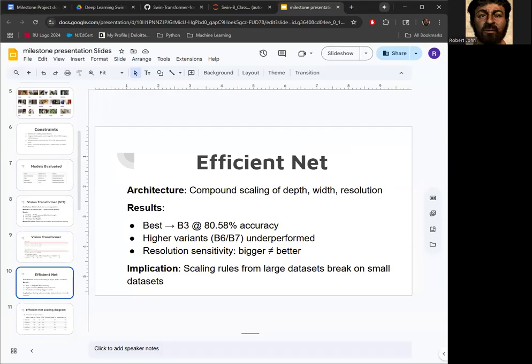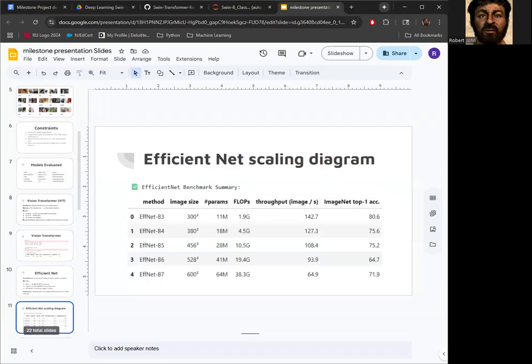EfficientNet is built around compound scaling, adjusting depth, width, and resolution in a balanced way to optimize performance. On Oxford-IIIT, the best performer was B3 with an 86% accuracy. Interestingly enough, the larger variants like the B6 and B7 actually underperform. This shows resolution sensitivity.